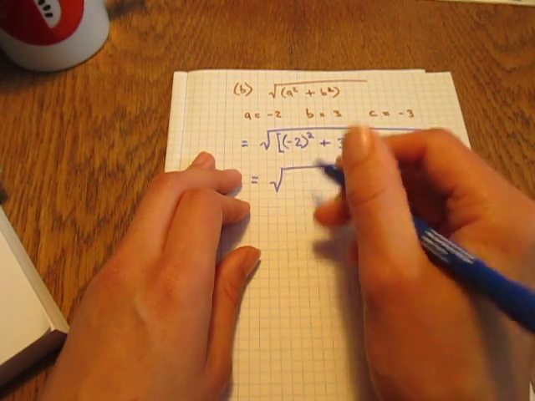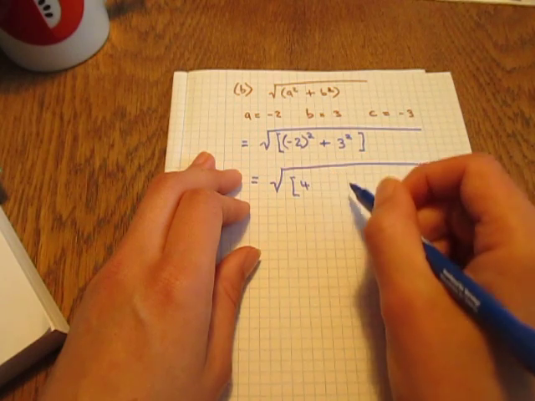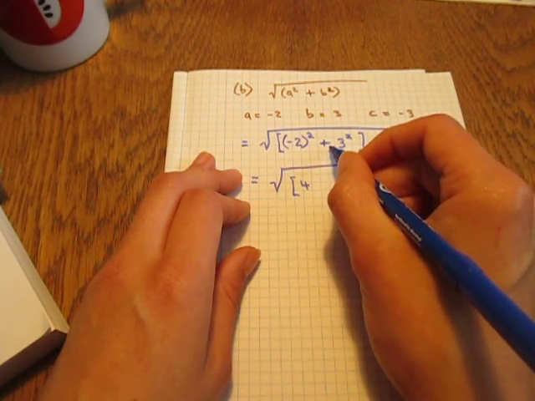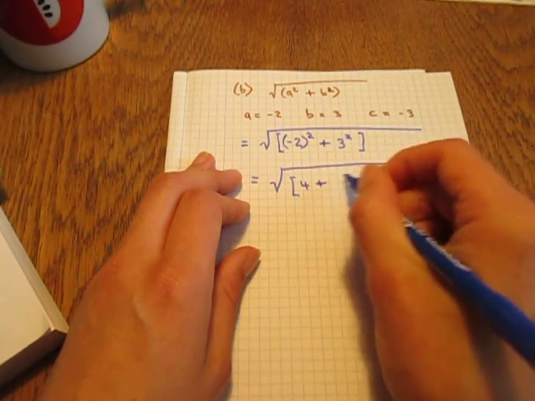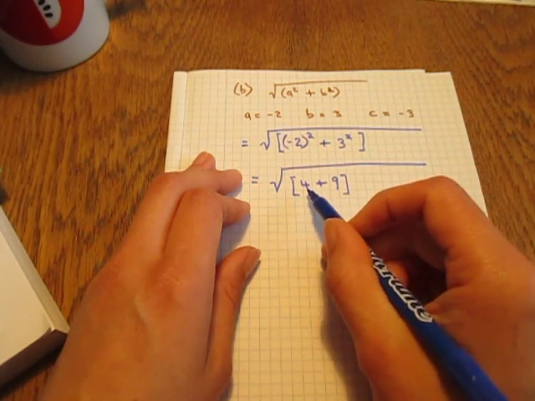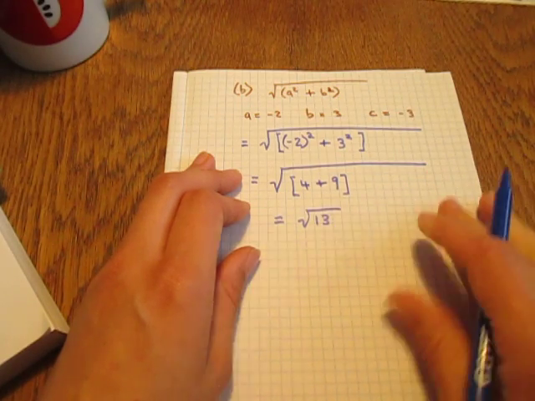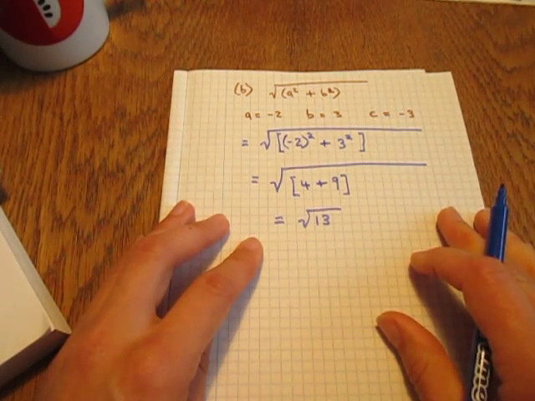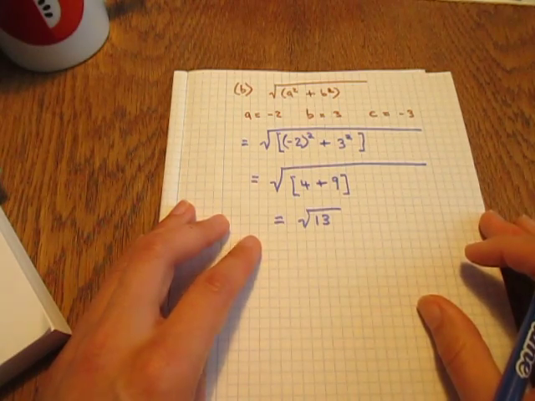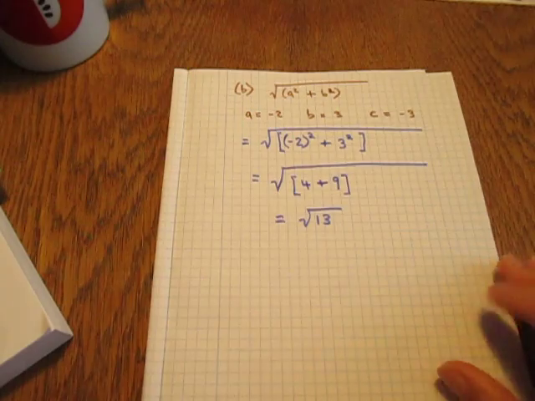-2 squared is 4, plus 3 squared. 9 plus 4 is 13. So the answer is the square root of 13. And we can't simplify that anymore. So now you can do some of the questions from exercise 8.